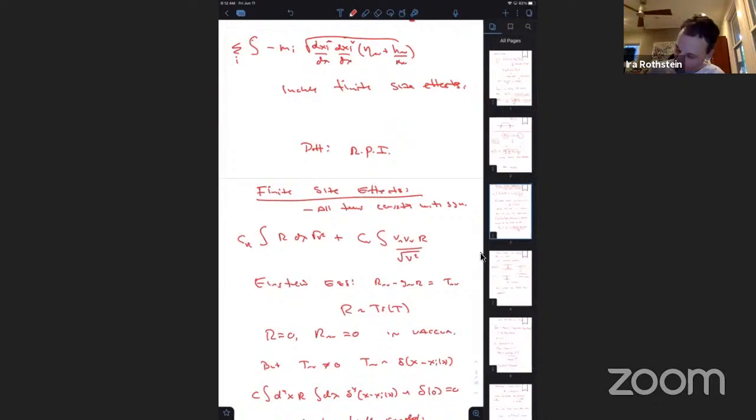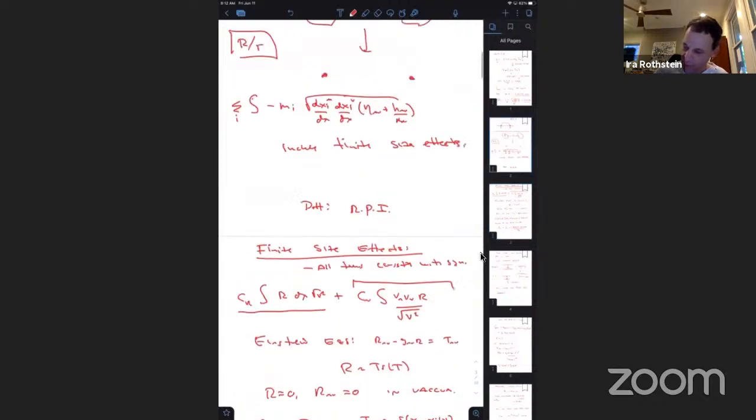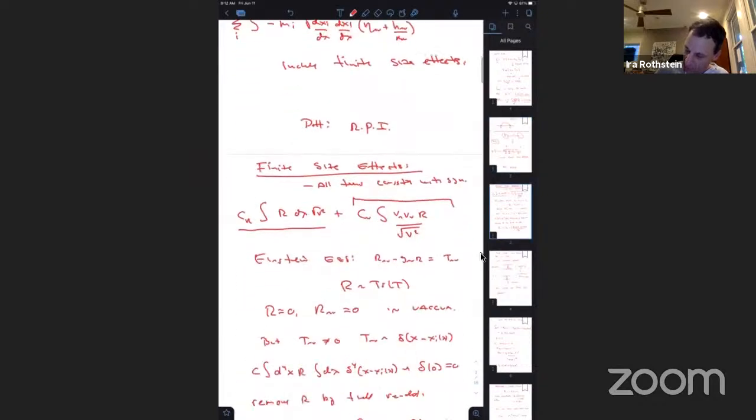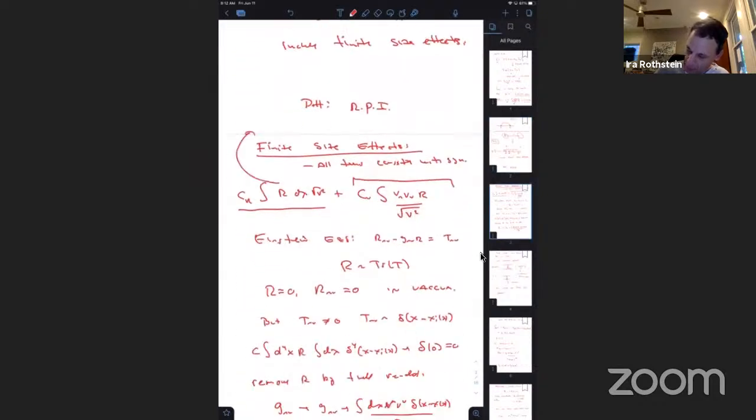Okay, so the first two terms that we can write that are consistent with diffeomorphism invariance and RPI look like this. They're linear in the curvature. So R here is the curvature, not to be confused with this R here. So this R is the scalar curvature.